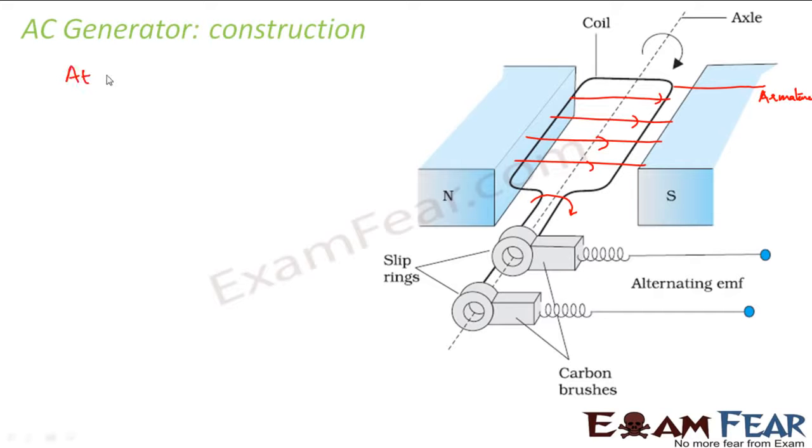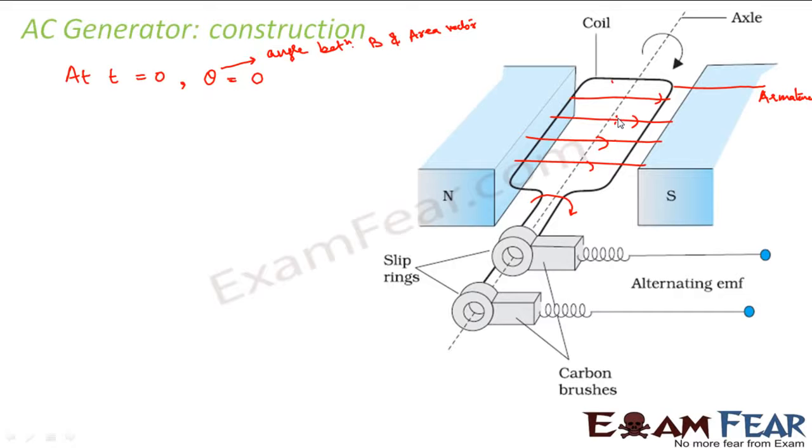Let us suppose at the initial time t equal to 0, that means when it just starts, at that time what is the value of theta? Theta is equal to 0. Now what is theta? You remember I spoke about theta as the angle between the magnetic field B and the area vector. That means it is the angle between B and the normal to the area. So if you draw a normal to the area, the angle which it makes with the magnetic field is your theta.